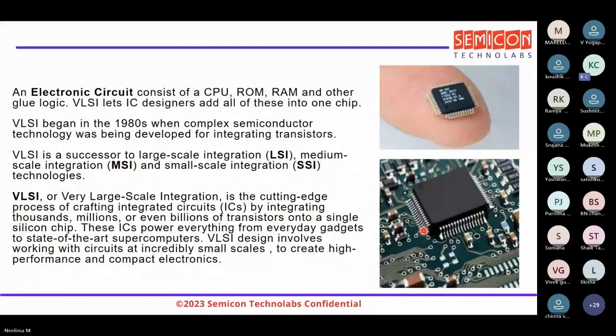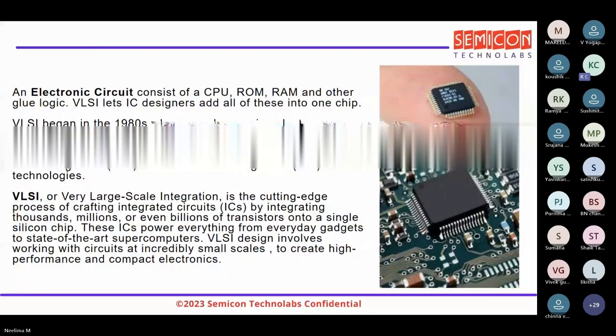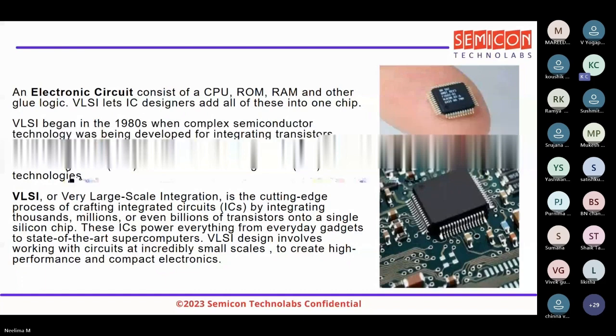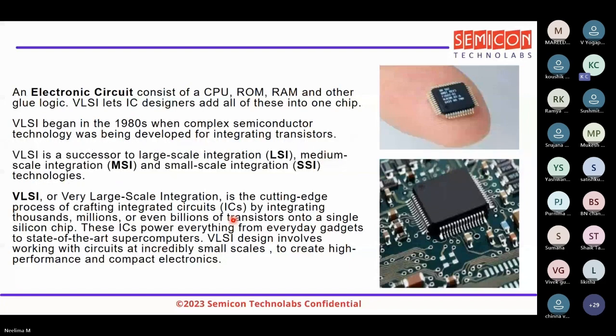We need silicon in order to integrate thousands, millions, or even billions of transistors. This integration has to happen on the silicon substrate. So that is where we need this semiconductor as well, to go hand in hand, right? These integrated circuits power everything from everyday gadgets to state-of-the-art supercomputers, right? VLSI design involves working with circuits at incredibly small scales to create high performance and compact electronics.